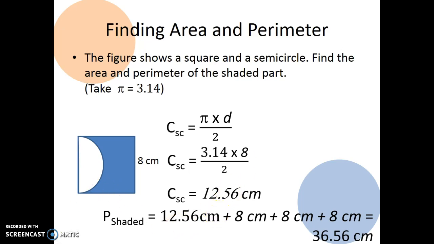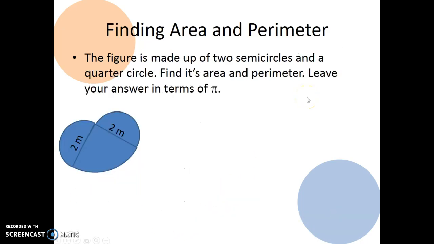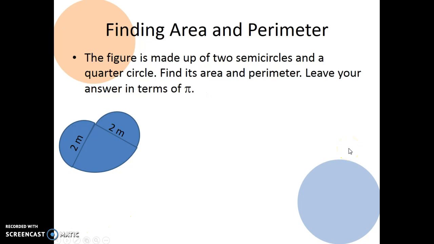36.56 centimeters. Okay, here's the problem that was causing us some difficulty today on our exit ticket. It says that this figure is made up of 2 semicircles and a quarter circle. Find, oh gosh, I have a really egregious error right there. Find its area and perimeter. I'm going to pause the video and get rid of that apostrophe right now. Okay, much better.